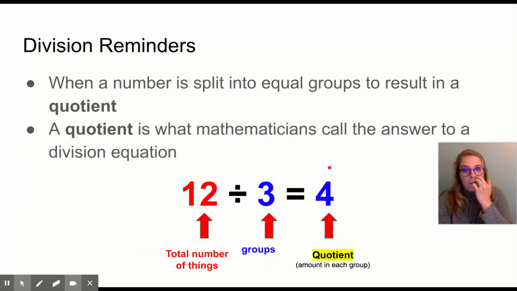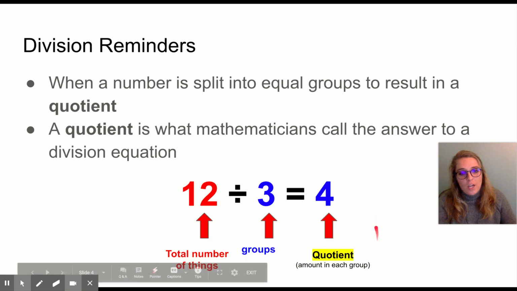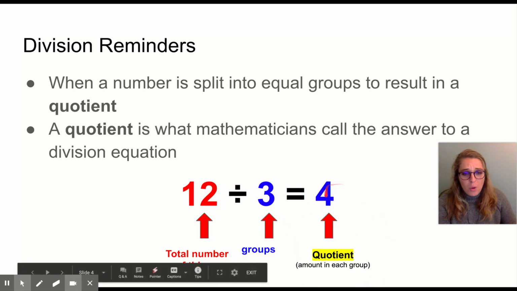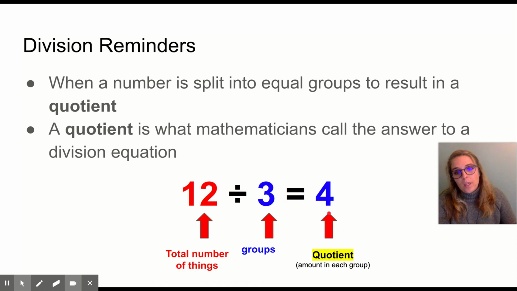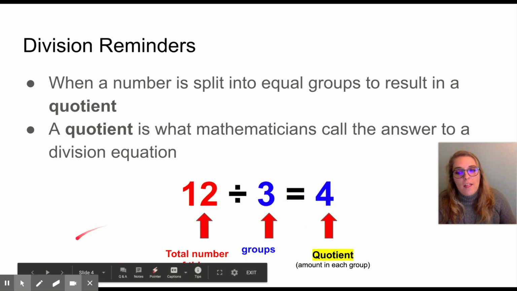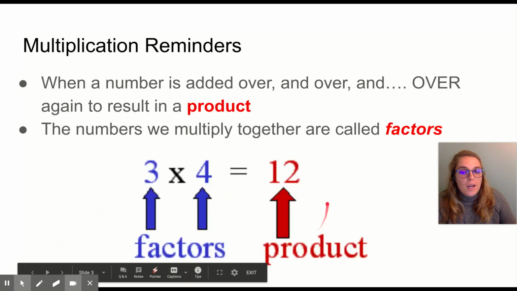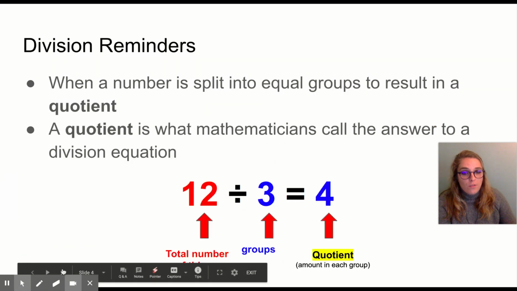Now let's look at this for division. We know that division is when a number is split into equal groups, and the result is called a quotient. So after the equal sign is a quotient, and that is what we call the answer to a division equation. If I look at the equation from the previous slide, my product was 12, so my total here is 12. I've used the same factors and put them into division so we can look at the connection. If 3 groups of 4 equals 12, and I have 12 things and I'm splitting them into 3 groups, I get a quotient of 4.